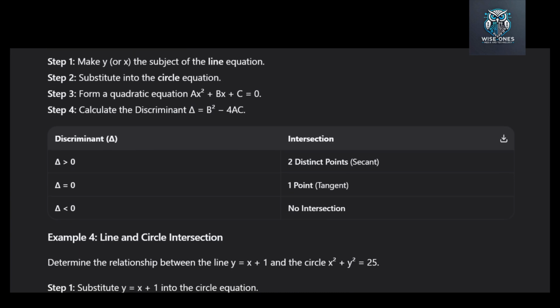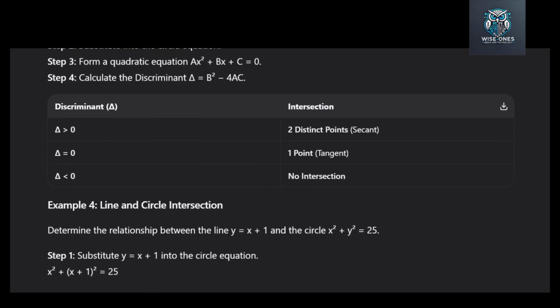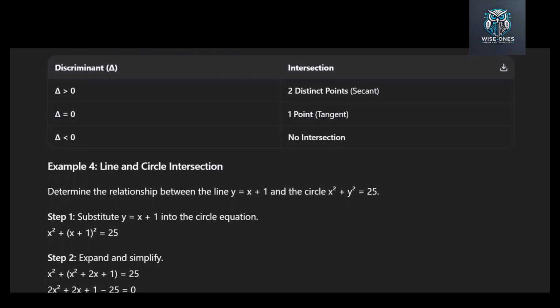Here is what the discriminant tells us. If delta is greater than 0, there are 2 distinct points. It is a secant. If delta equals 0, there is exactly 1 point. It is a tangent. If delta is less than 0, there is no intersection. Let us look at example 4. Line and circle intersection. Determine the relationship between the line y equals x plus 1 and the circle x squared plus y squared equals 25.